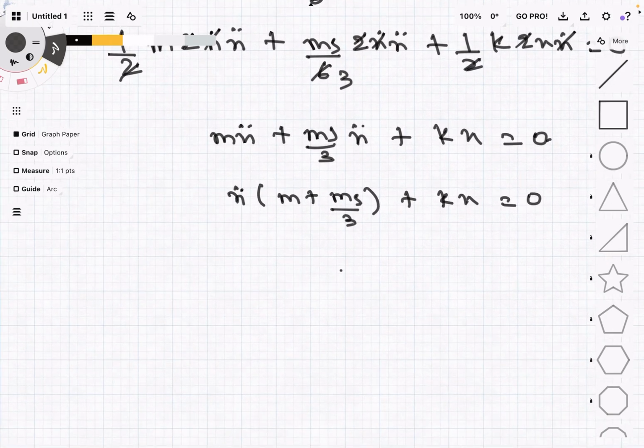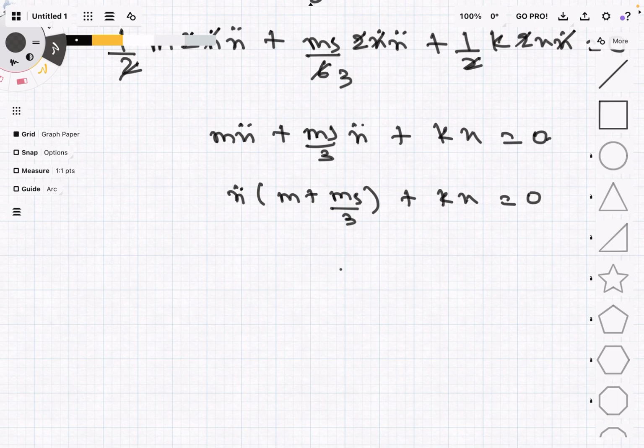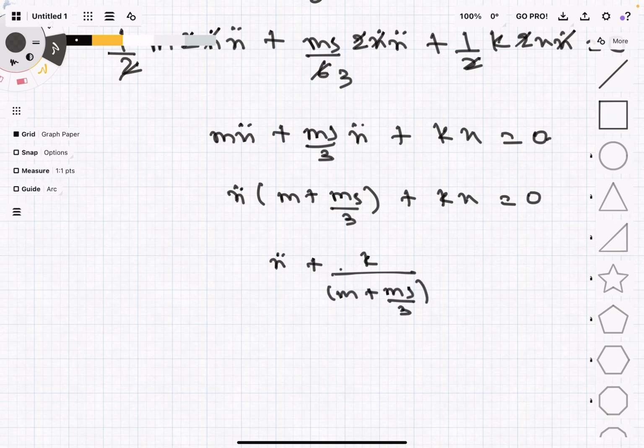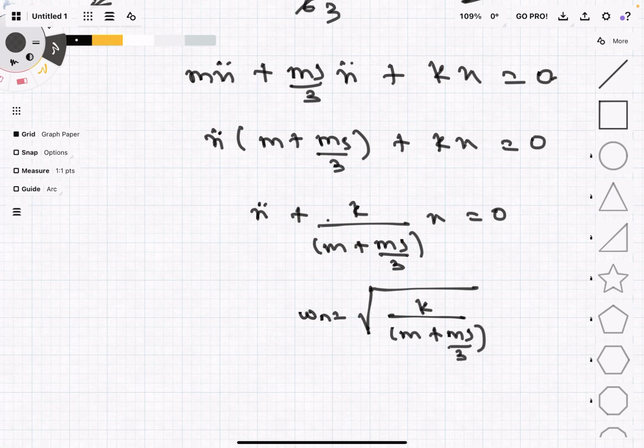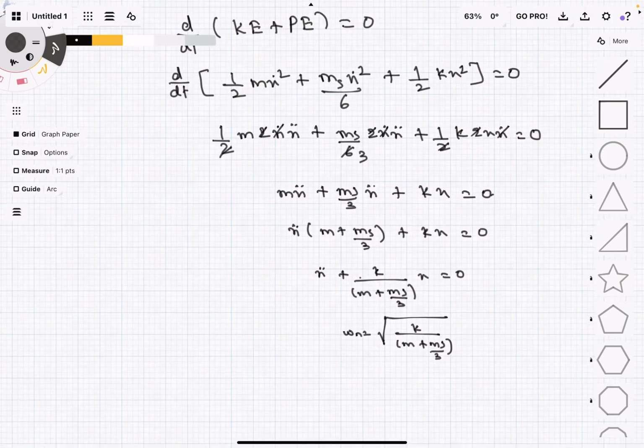So if I make x double dot without any coefficient, it becomes x double dot plus k upon (m plus ms divided by 3) into x equal to 0. From this, you will get omega n is equal to the square root of k upon (m plus ms by 3). So this is the natural frequency of this particular system.